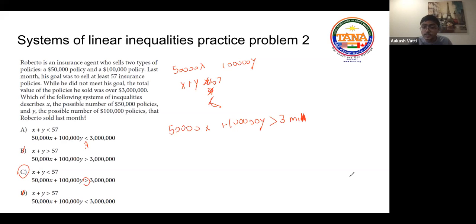So to the person who asked, couldn't X and Y be greater than 57? It can't, since it says he didn't meet his goal here. That's why I originally put it is greater than, but then I changed it to less than. Because look, it asked what did he sell last month? So it's not what did he want to sell, it is what he did sell. And he didn't meet the goal of selling 57 insurance policies, but he did sell over $3 million. Therefore, C is the only right answer. And B is wrong simply because of what I've just said. X plus Y can't be over 57 since he didn't do it.